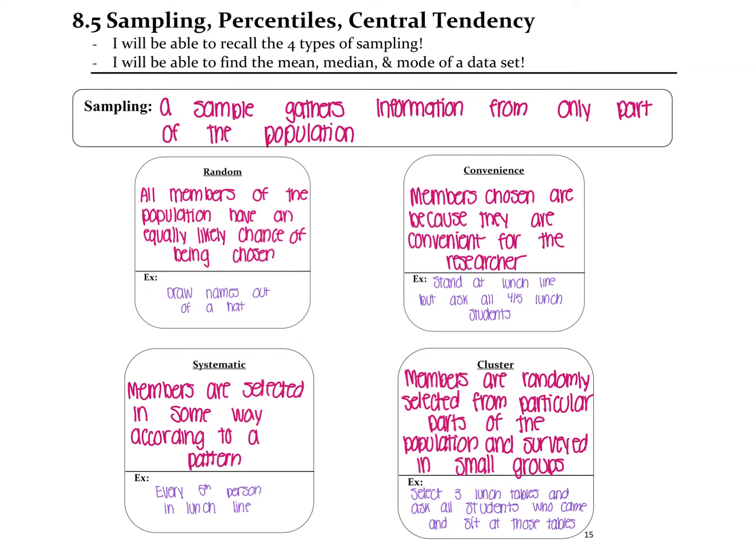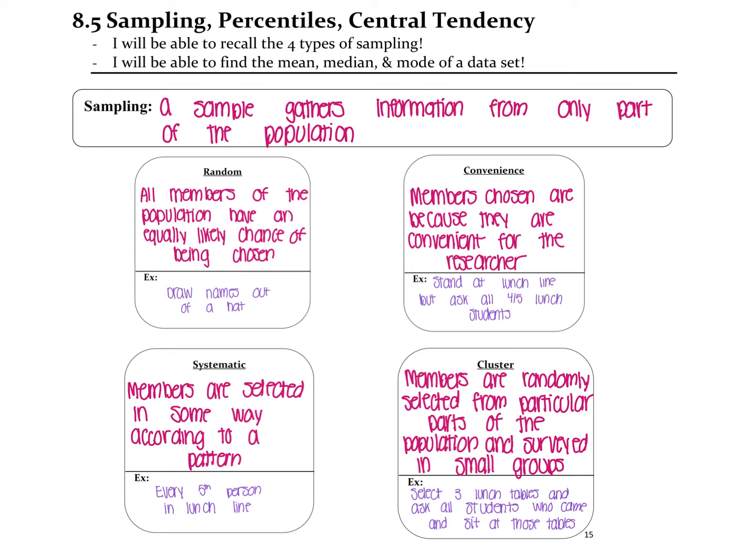The first thing we look at is a random sample, which is where all of the members of the population have an equally likely chance of being chosen. For example, if I draw names out of a hat, that would be a random sample because each member of the population has the same chance to be selected.